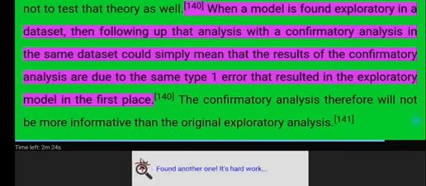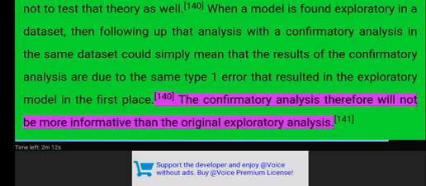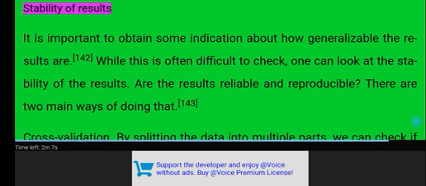140. When a model is found exploratory in a dataset, then following up that analysis with a confirmatory analysis in the same dataset could simply mean that the results of the confirmatory analysis are due to the same type 1 error that resulted in the exploratory model in the first place. The confirmatory analysis therefore will not be more informative than the original exploratory analysis. 141. Stability of results.